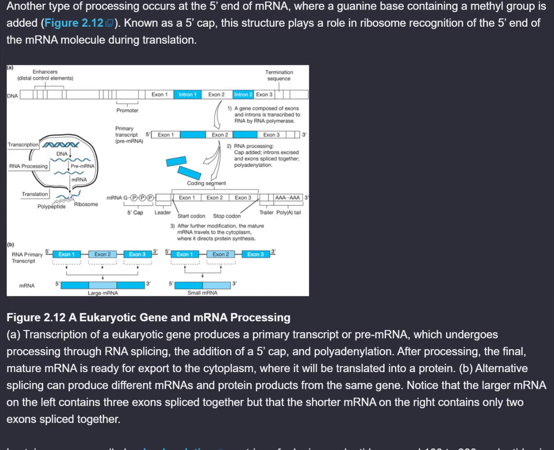Another type of processing occurs at the 5' end of mRNA, where a guanine base containing a methyl group is added. Figure 2.12. Known as a 5-cap, this structure plays a role in ribosome recognition of the 5' end of the mRNA molecule during translation.